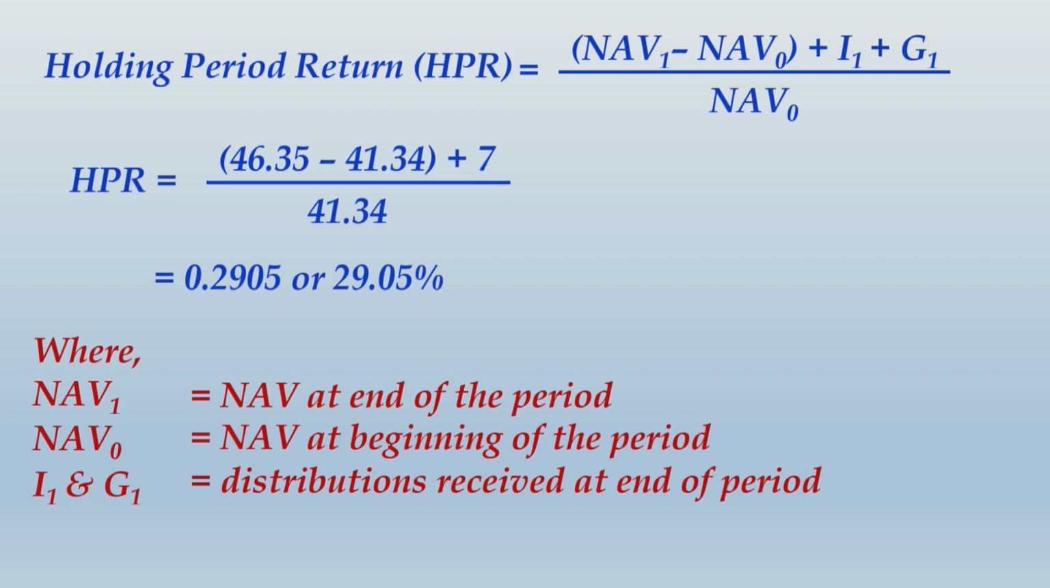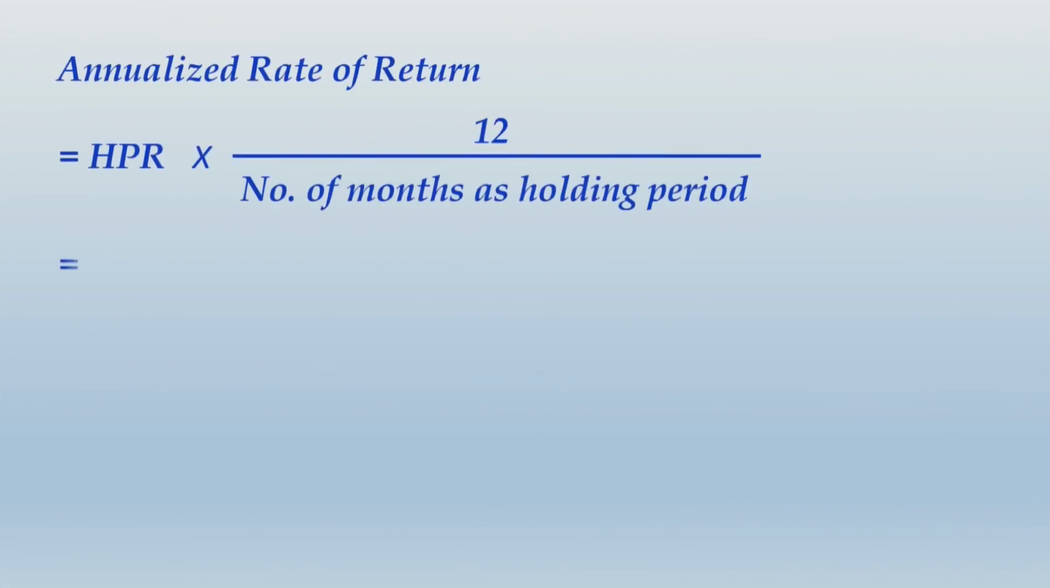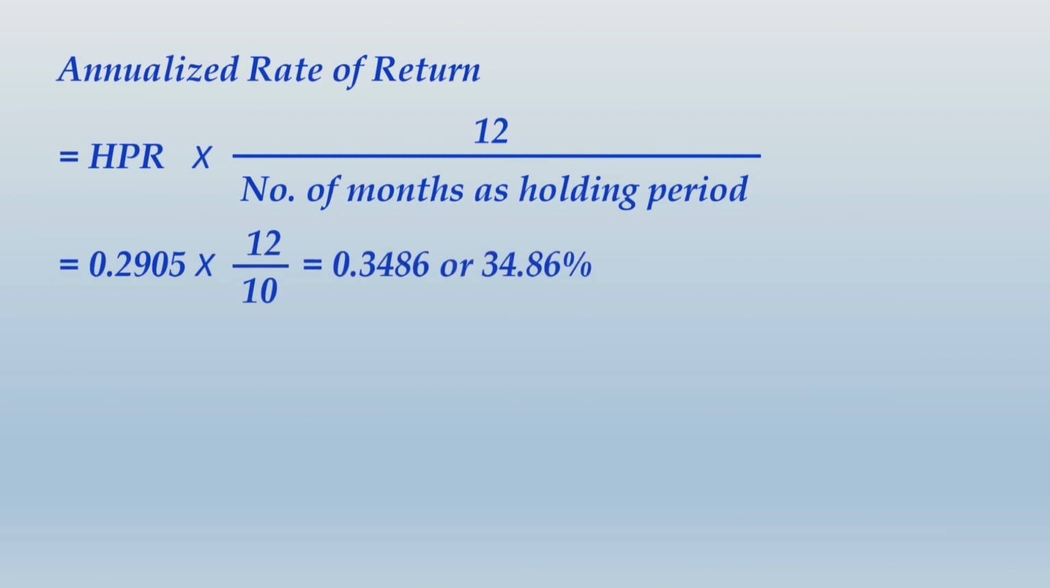Alright friends, you would have finished writing this whole thing. Let us move ahead and now compute the annualized rate of return. The annualized rate of return will be HPR, that is holding period return, into 12 by number of months as holding period. As I have mentioned, the holding period was 10 months in this case, so 12 divided by 10.